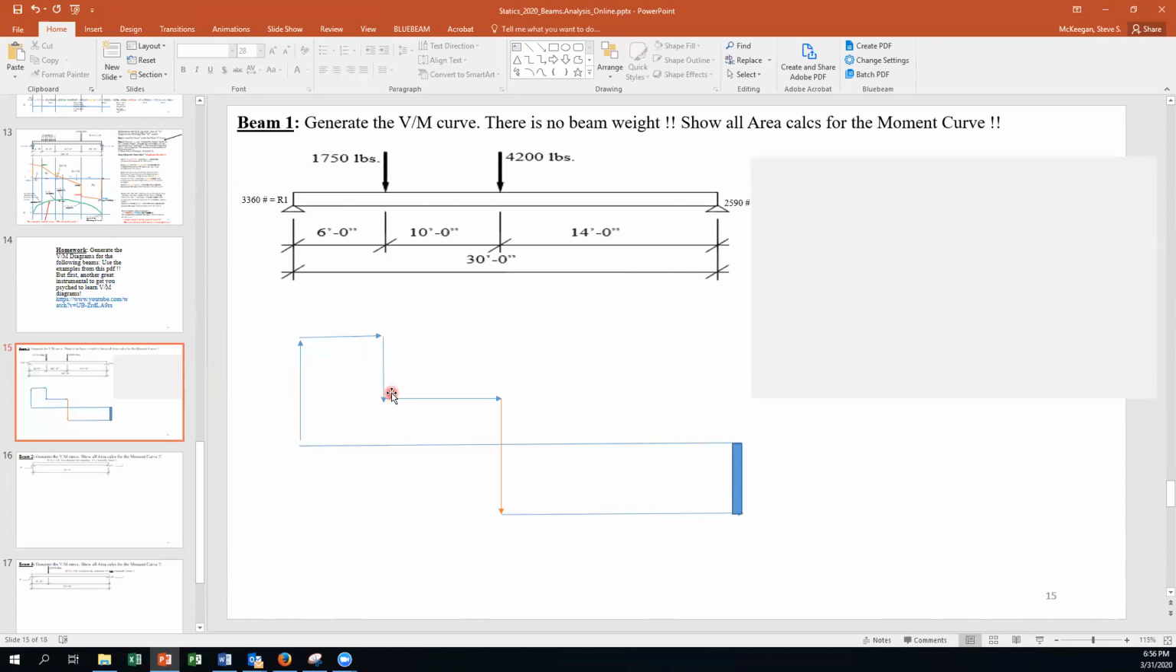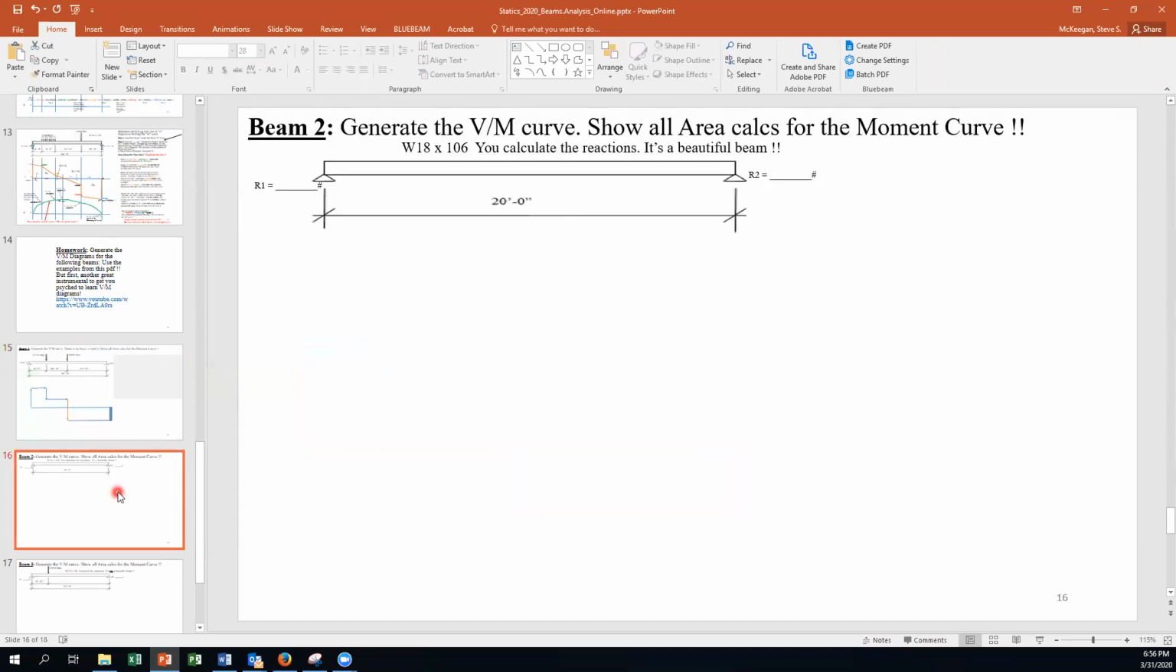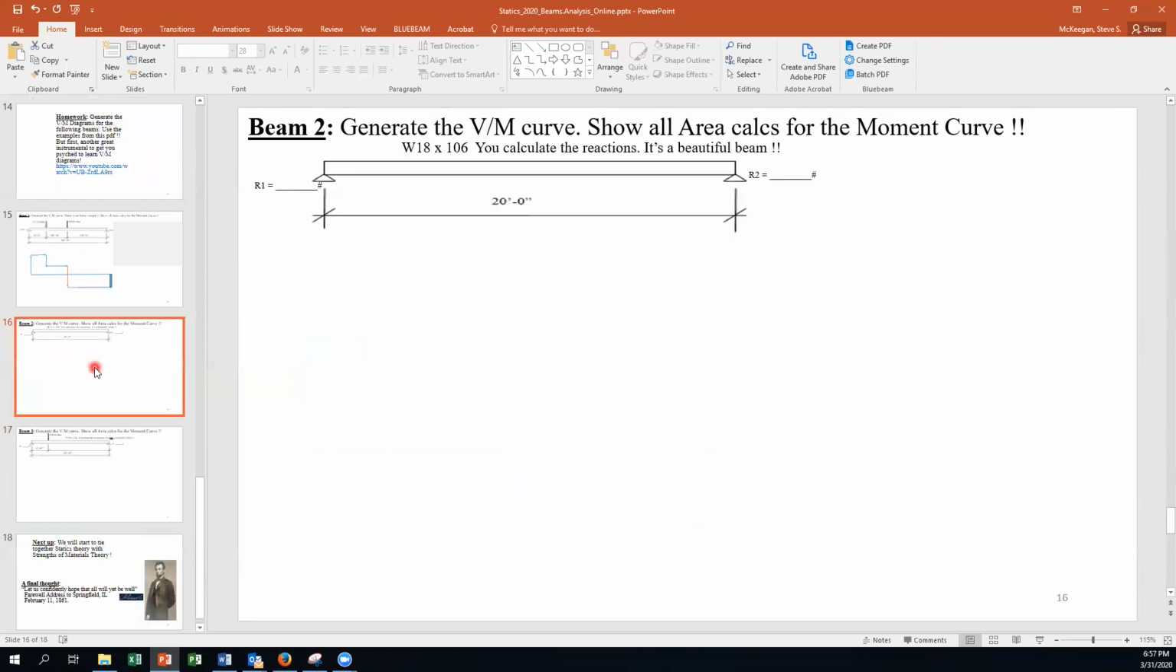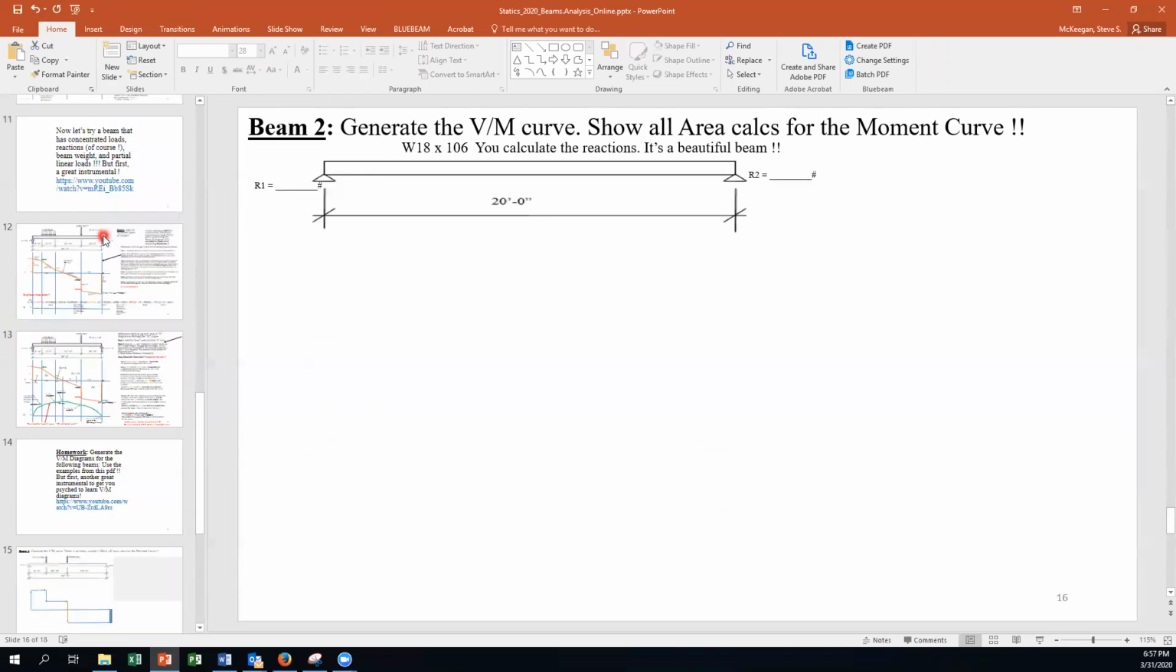Mr. McKeegan, I gotta go to work, but I'm wondering for beam 2 and beam 3. So those have the beam weight in it, right? Yes. Beam 3 is not due till probably next Monday. Okay, but beam 1 and beam 2 are what's due tomorrow, correct? Tomorrow at 10, yep. Okay, cool. Thank you.